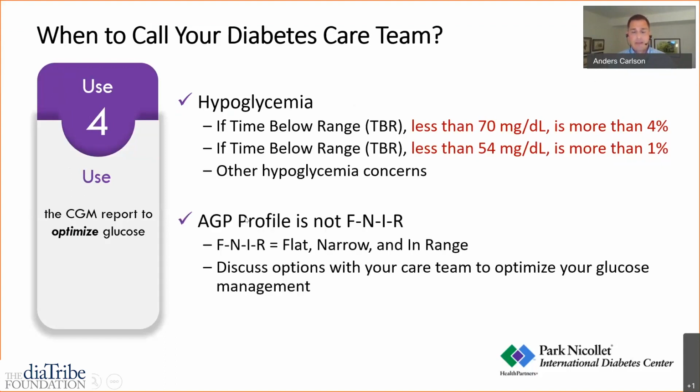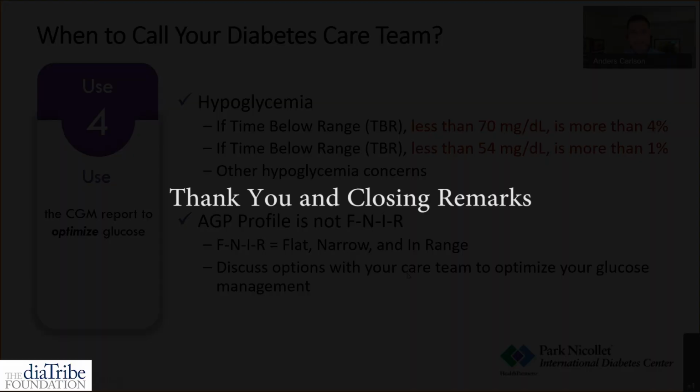And then if the AGP profile is not FNIR, so again, that's flat, narrow, and in range. If you're taking a look at your AGP every week, every 2 weeks, and notice that there's certain periods where it's not necessarily flat, it's pretty wide, or you're just completely out of range, or all of the above, those would be good reasons to contact us and come up with a plan together so we can try to optimize that.